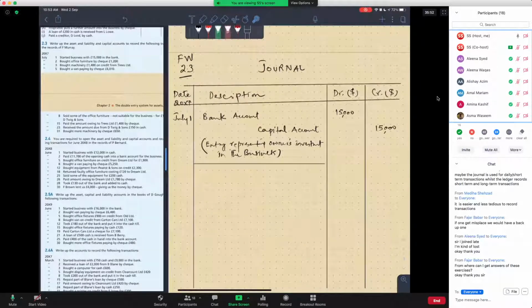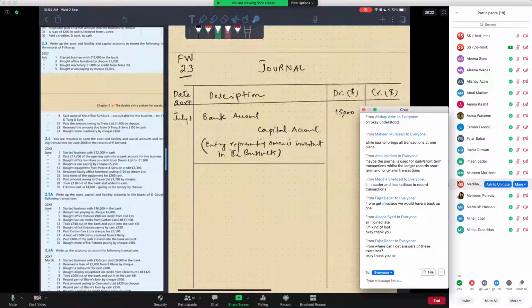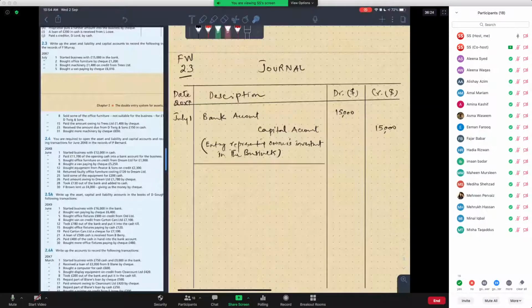Okay, and we also understand that the bank account will be debited and the capital account will be credited, right? Why are we debiting the bank account? Because our asset is increasing. Bank account is an asset and the asset is increasing, and that's why we're debiting the bank account. Why are we crediting the capital account? Because our obligations are increasing, right? And the obligation in this case is the capital account.